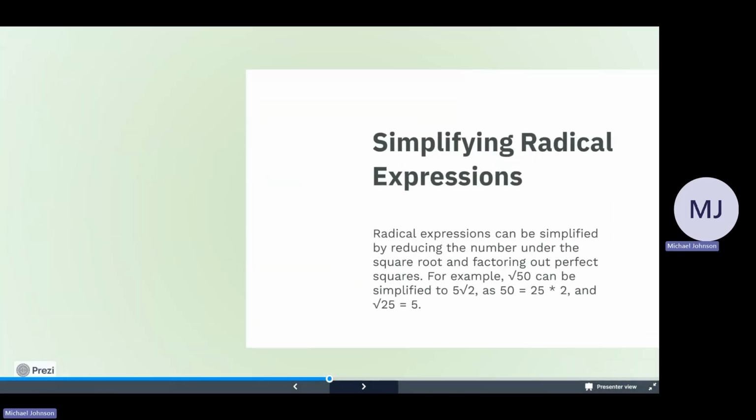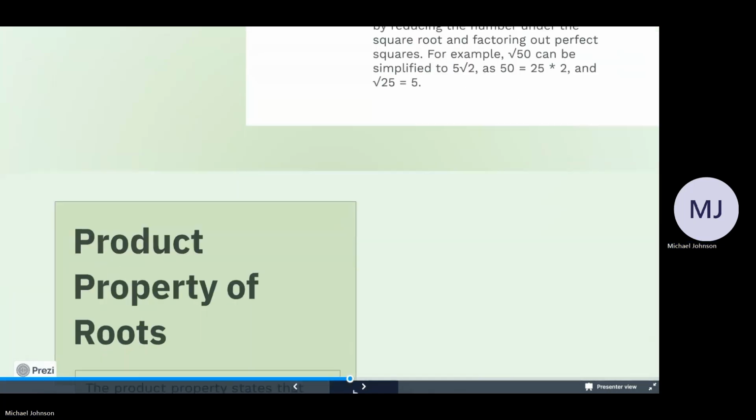Radical expressions can be simplified by reducing the number under the square root and factoring out perfect squares. For example, square root of 50 can be simplified to 5 times square root of 2, as 50 equals 25 times 2, and square root of 25 equals 5.